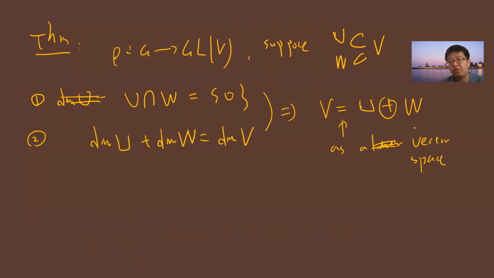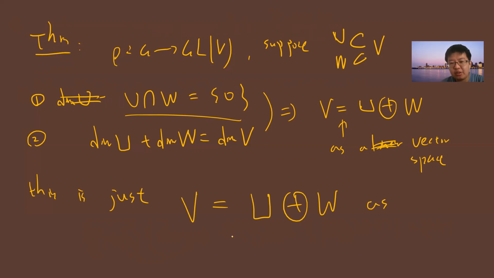Because in a vector space, any two vector spaces with the same dimension must be isomorphic, and also they intersect only at zero, so you can start from here and easily show that V is U direct sum W as a vector space. But what I'm saying is that if U and W are both G invariant, then V equals U direct sum W as a group representation. That means once you have these two G invariant subspaces, with intersection zero and dimensions matching V, you can merge them to get your original group representation.